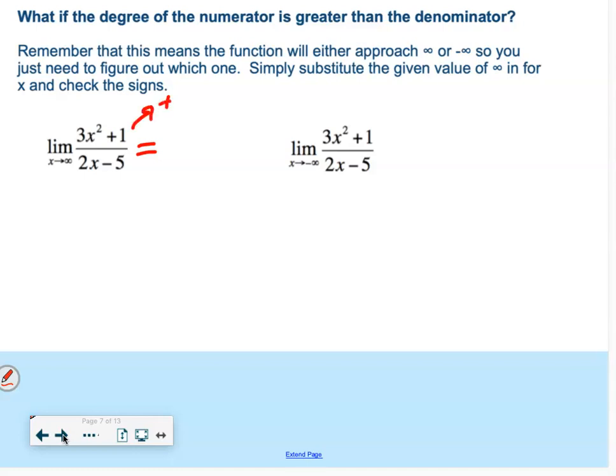Is 2 times infinity minus 5 positive or negative? Positive. Are you sure you're subtracting 5? From infinity. Okay, yeah, it's still positive. Okay, does everyone understand that? Okay, so still positive. What's a positive over positive? This guy's going to positive infinity.